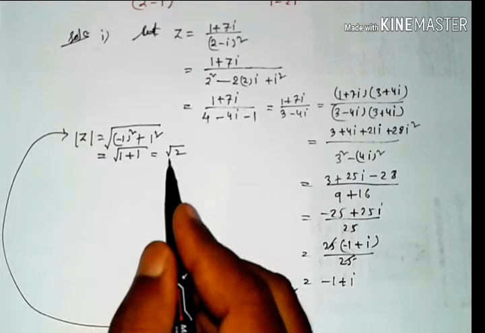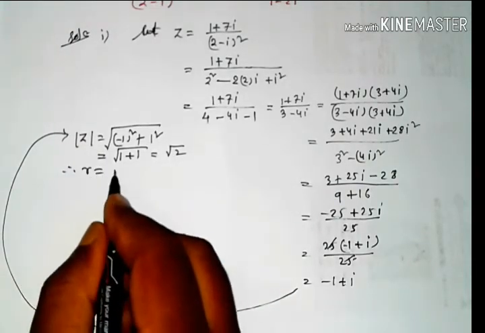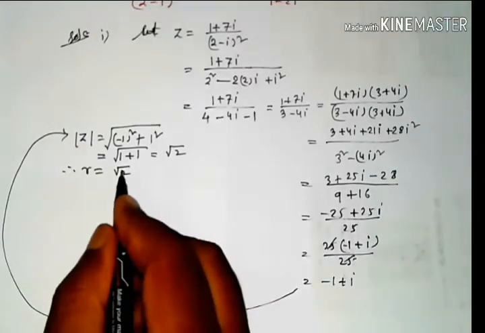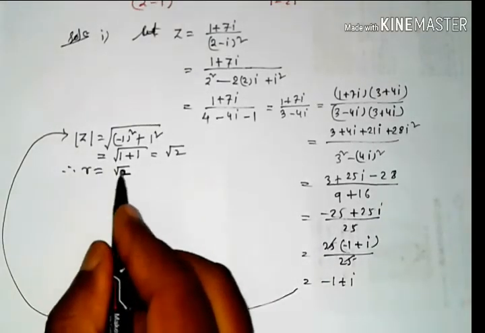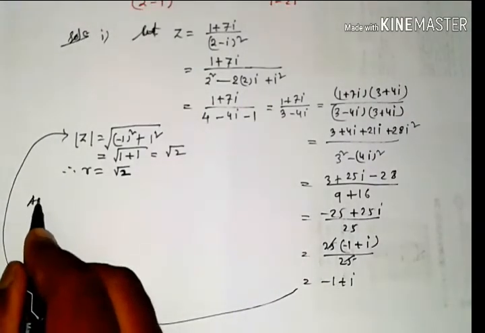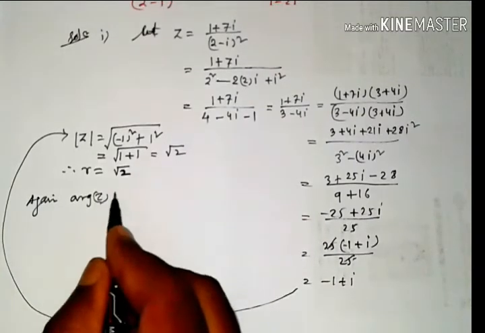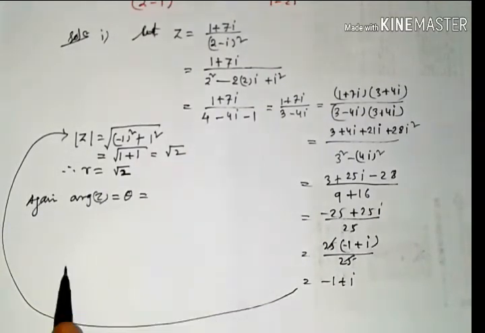You can write it in the polar form. Therefore, R is equal to root 2. We can take the modulus of z as R. Now what is the arg z? Arg z, we can take it as theta.